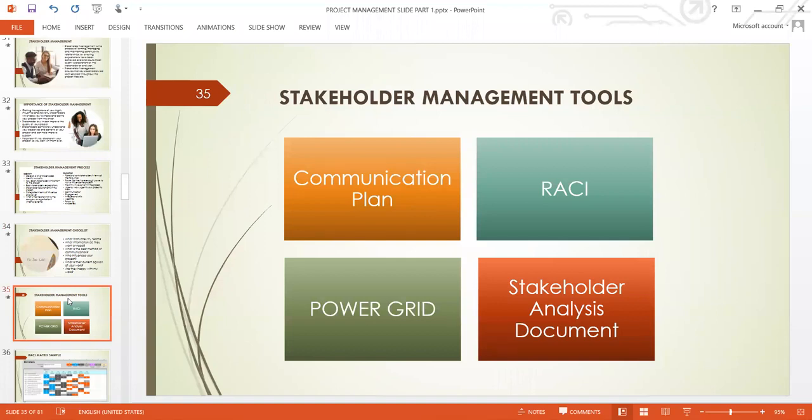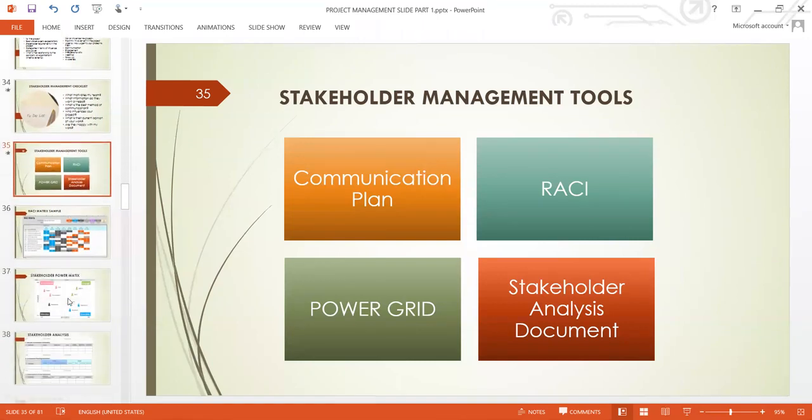Then you look at stakeholder management tools. These are the tools that you, as a project manager, need to manage your stakeholders. You have a communication plan. Then you have a RACI matrix. We have a power grid, and we have a stakeholder analysis document. We are going to look at these tools one by one, starting with the RACI matrix.